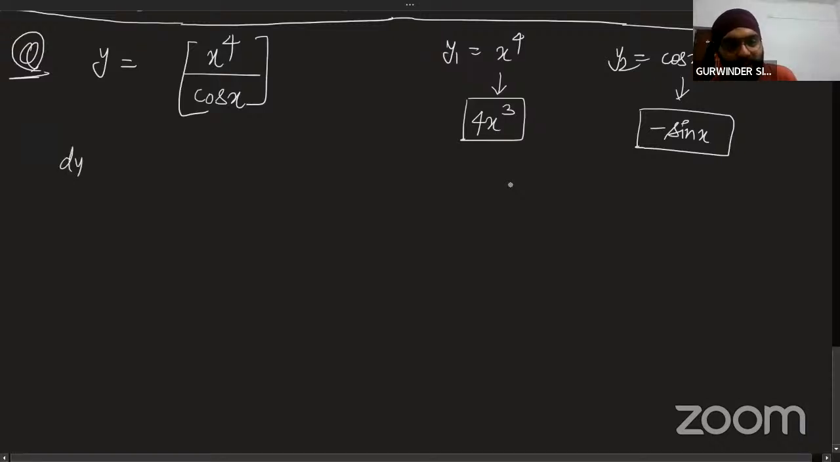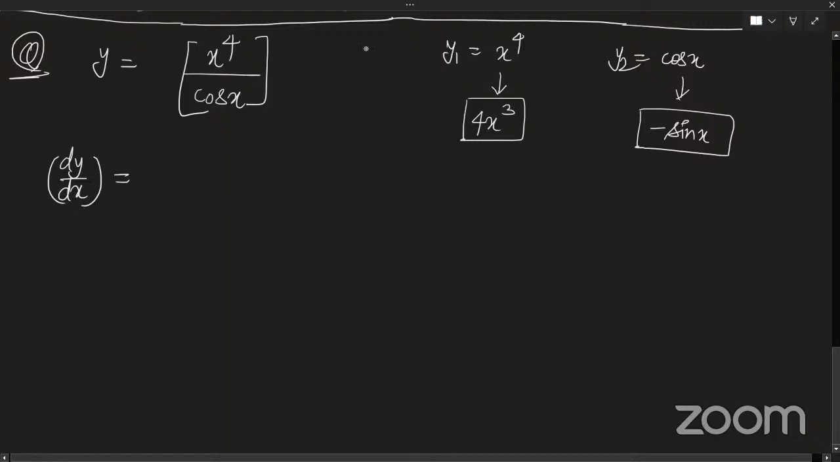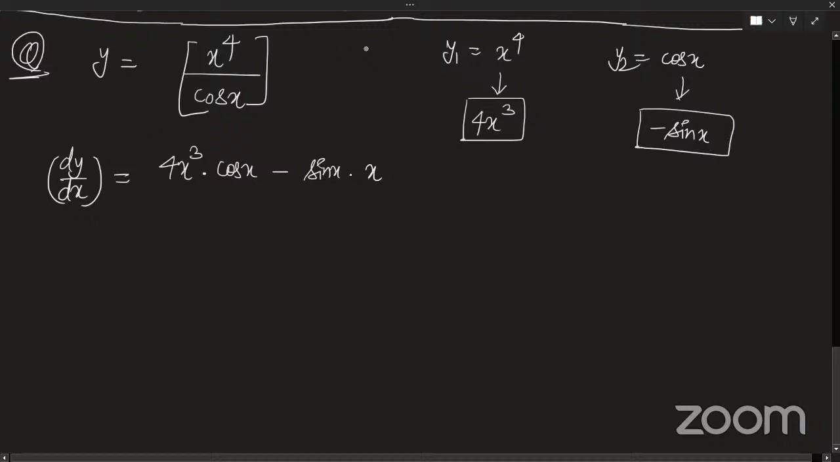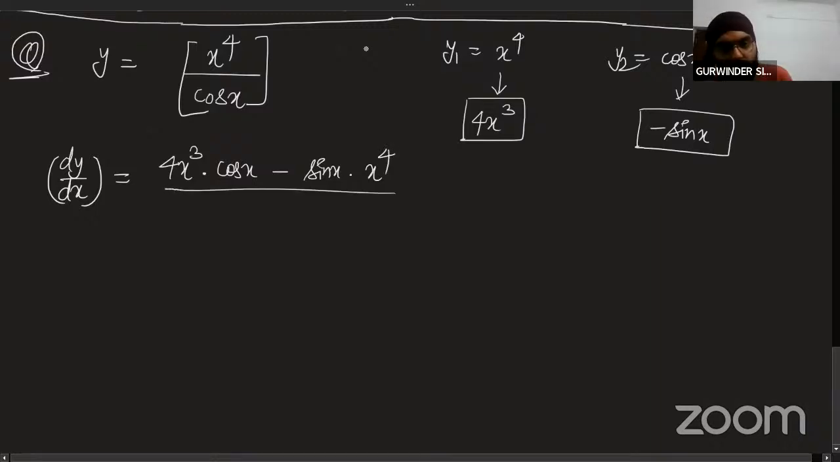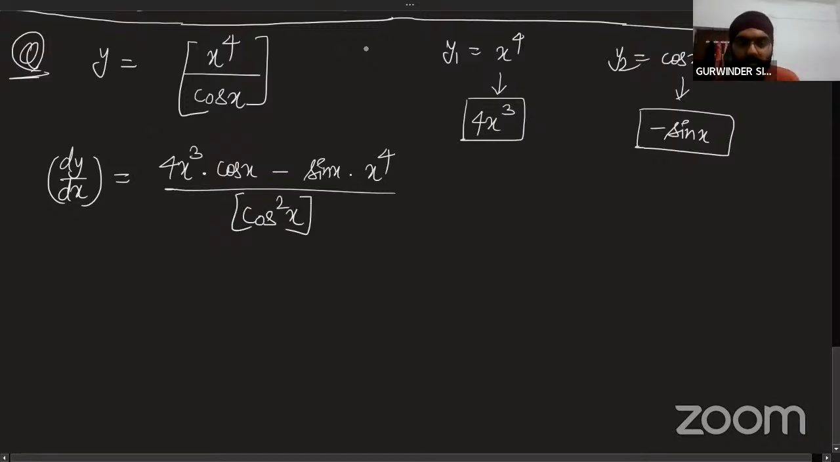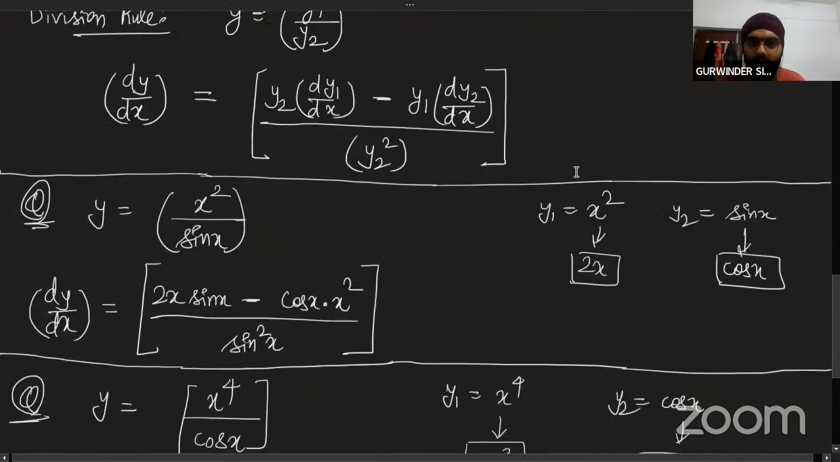Okay, so what will be dy by dx? Tell me. If you have reached till here, you must have gotten this also. 4x cube times cos x minus sin x times x to the power 4, okay, correct. Whole divided by cos x square. Okay, great. Or I can write it as cos square x also, right?